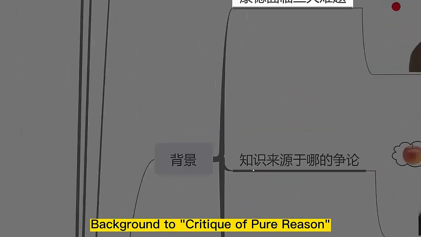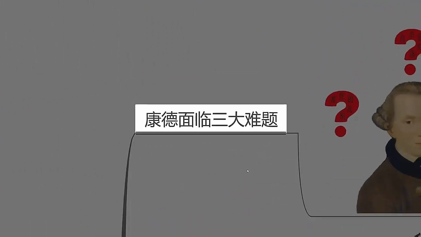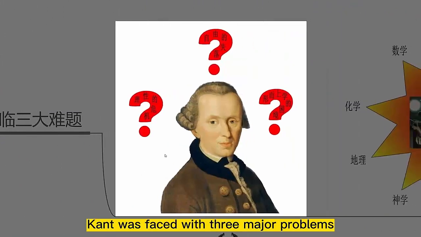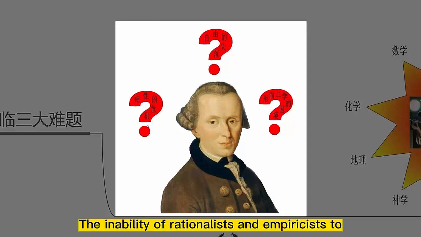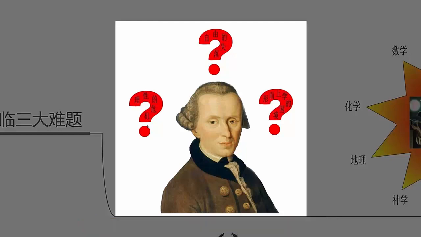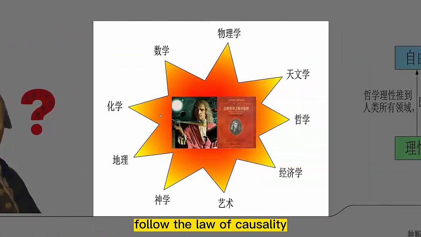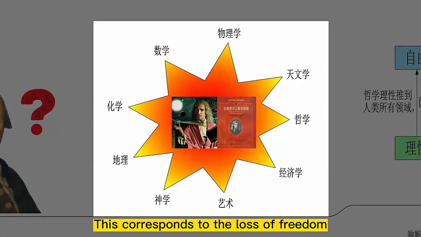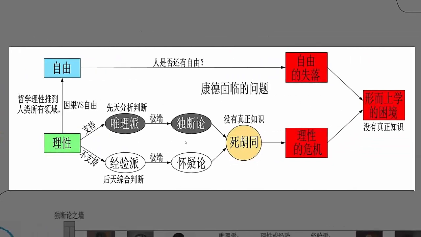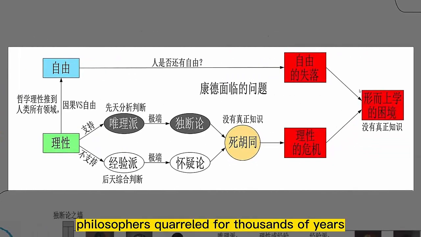Chapter 3, Background to Critique of Pure Reason. Kant was faced with 3 major problems: the crisis of reason, the loss of freedom, and the metaphysical dilemma. The inability of rationalists and empiricists to obtain true knowledge is a crisis of reason. If all fields obey Newtonian mechanics and follow the law of causality, do humans still have freedom? This corresponds to the loss of freedom. In the field of metaphysics, philosophers quarreled for thousands of years without leaving a single true knowledge, which corresponds to the metaphysical dilemma.